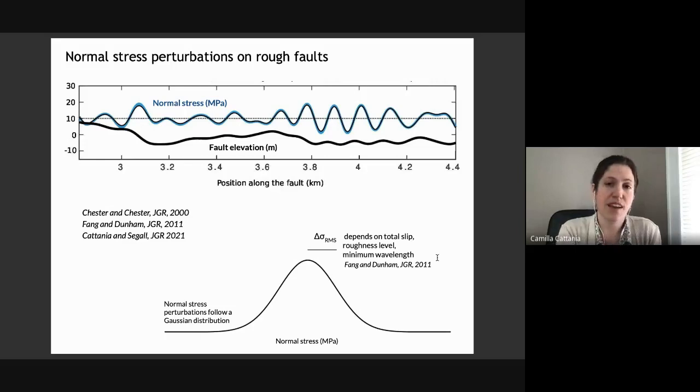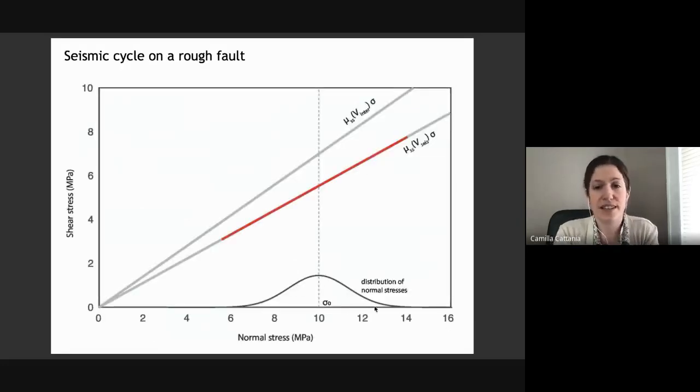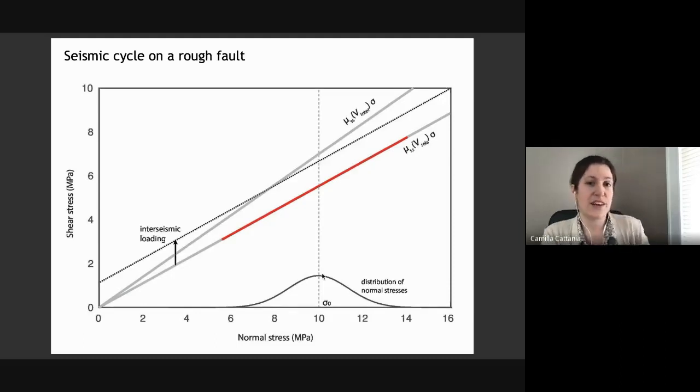So now we can think about the cycle accounting for these spatial variations of normal stress. And so now we have this Gaussian distribution centered at the average, the kind of nominal normal stress value. And what I show here is the state of stress of the fault at the very end of an earthquake. So this is sort of the really, the velocities may still be seismic and the fault is at a low stress level. But you can see that the actual value of the shear stress depends on the normal stress. And as I said earlier, we are practically loading the fault at a uniform shear stressing rate.